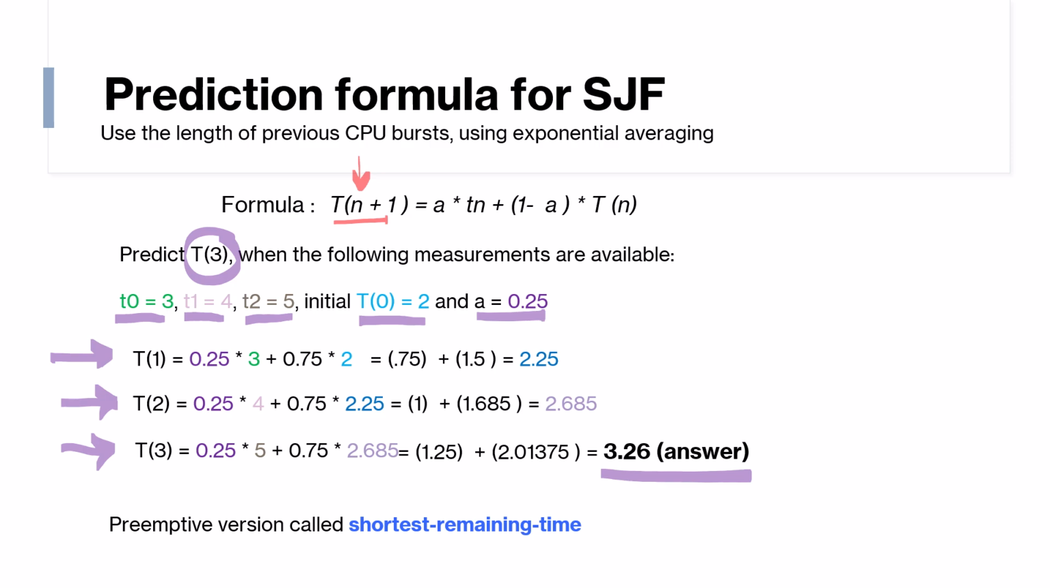So what does that mean? Based on the T of 0 burst being 3, the next one being 4, the next one being 5, you're predicting that the next one is going to be 3.26.